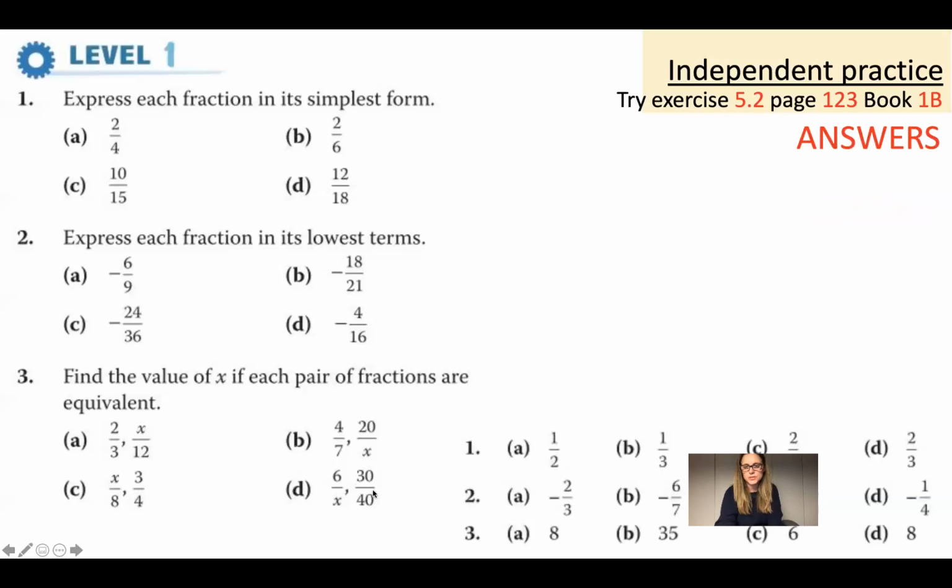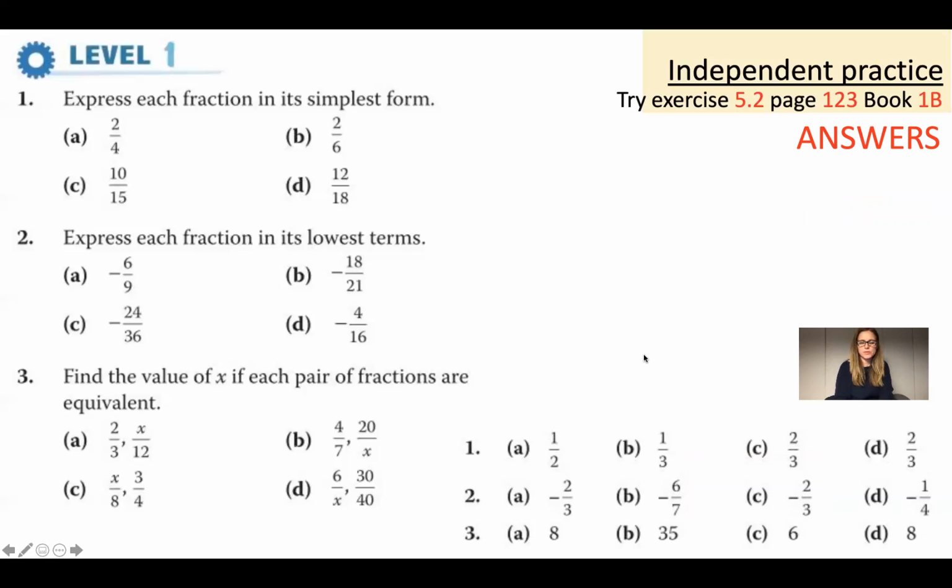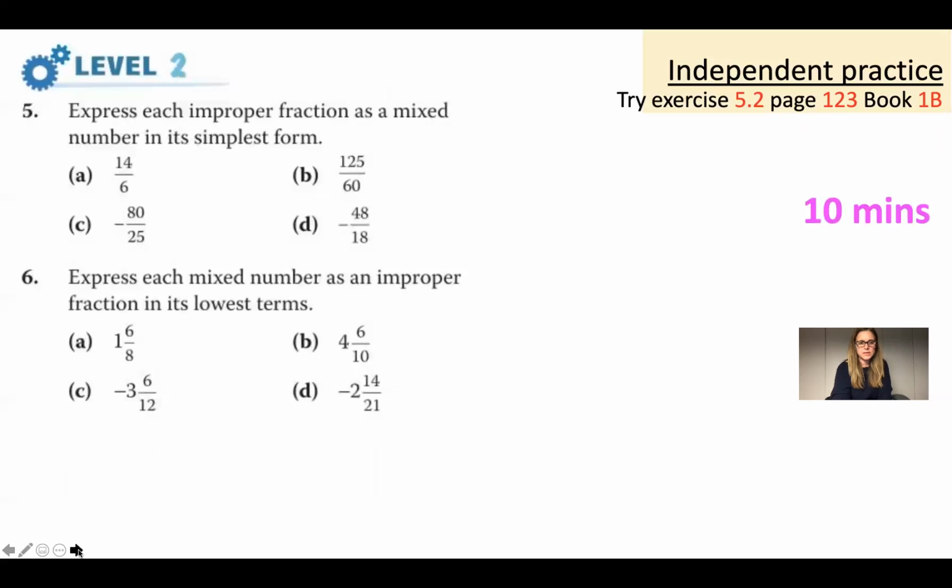Here are your answers, which you can't see. Hold on. Here are your answers. I'll leave you to mark your own. Pause it whilst you mark them and make any corrections as necessary. And here are your next set of questions.